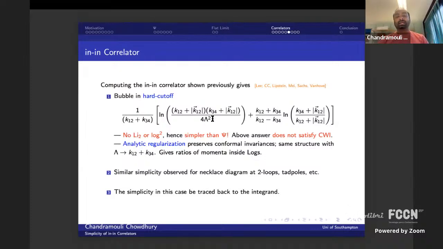Okay. And in the examples that we have computed explicitly, you observe a similar simplicity for the necklace diagram, which, if you like, is a product of two bubbles in flat space. That's a two-loop diagram. You obtain a similar simplicity for tadpoles and sunset diagram and so on. Now, it's natural to wonder, why does this simplicity occur? Was this an accident in this case? Turns out it's not an accident, although I will explain it just for this simple case.